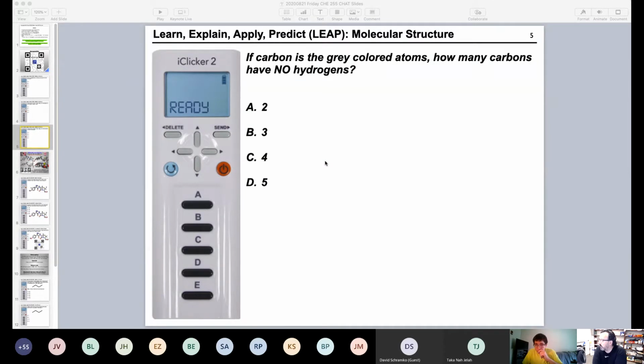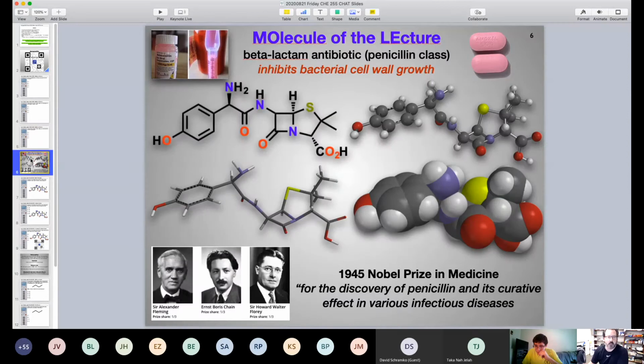So I'm seeing more 6s than I am any other number, and 6 to me appears to be the correct answer. So let me show the slide here that has the structure on it.